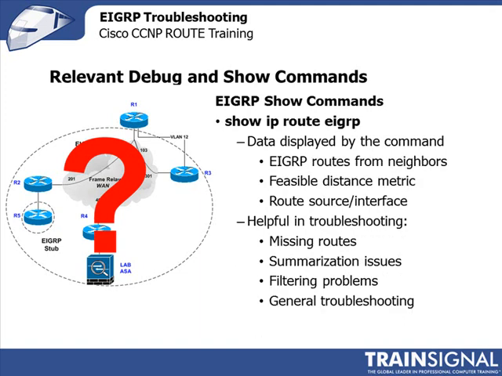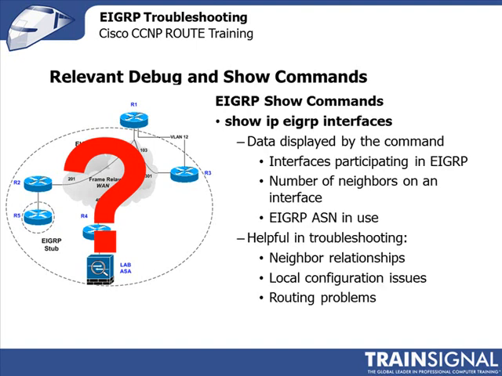Show ip route eigrp displays the contents of the routing table specific to EIGRP rather than having to sort through the entire table. It'll show you the EIGRP routes from neighbors, the feasible distance metric, the route sources and interface, and administrative distance type of things. It can be helpful in determining missing routes, what is there, what should be there, summarization, filtering problems, and so forth.